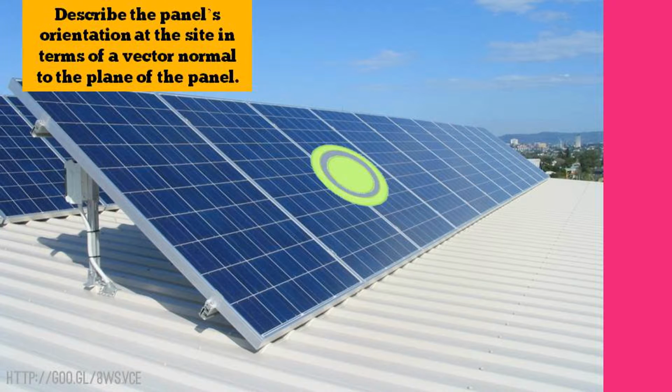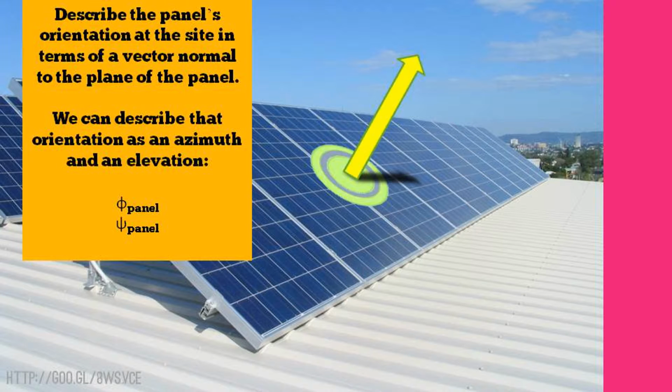Now, different sources I looked at had different ideas as to how to describe how a solar panel is positioned. We're going to be using the notation where we describe the panel's orientation at the site in terms of a vector normal to the plane of the panel. So here is a panel sitting there at some particular angle on the roof, and if I thought about it as a vector that is perpendicular, that is normal, to use the right word, to the plane of that solar panel, that's how we're going to describe the orientation for our purposes.